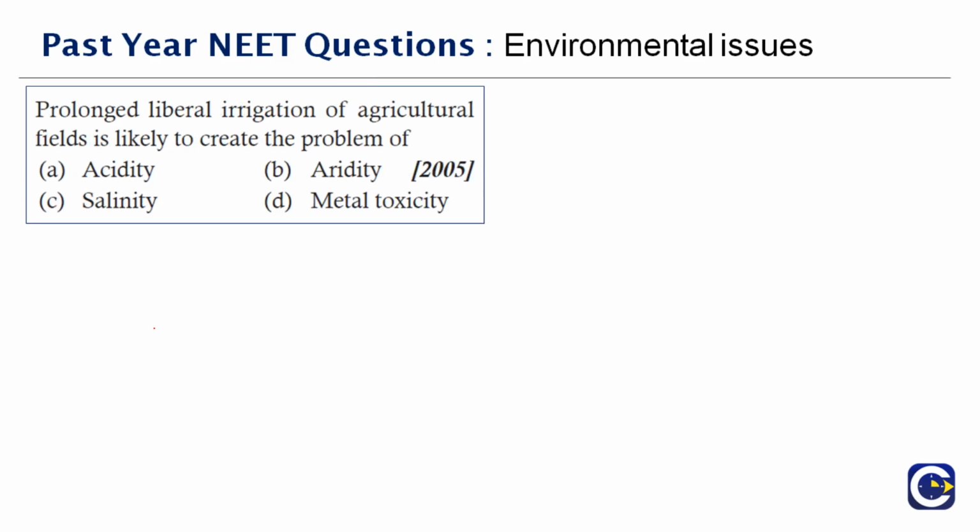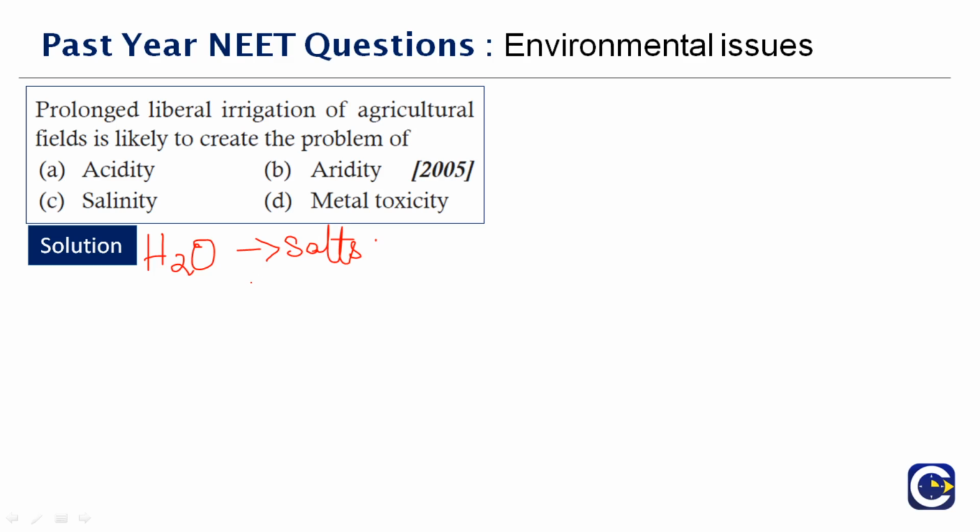Next question here. Prolonged liberal irrigation of agricultural fields is likely to create a problem of dash. Okay, if you look at this one, you have acidity, aridity, metal toxicity, and salinity. What do you think will be related to this? Water in natural has salts. We all know that, right? The salt will be in varying degrees. Sometimes it might be in high level, sometimes it might be in low level, sometimes it might be in the normal or the moderate level. So that is why they have said varying degrees.